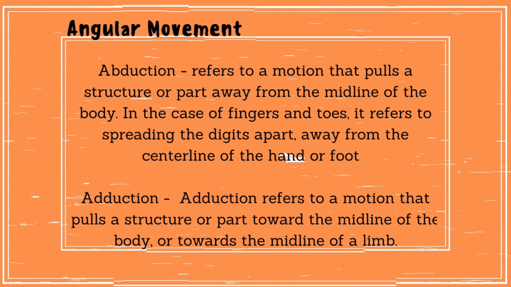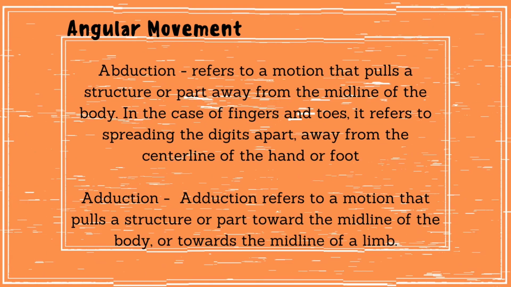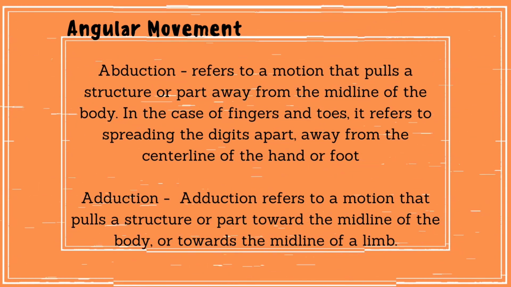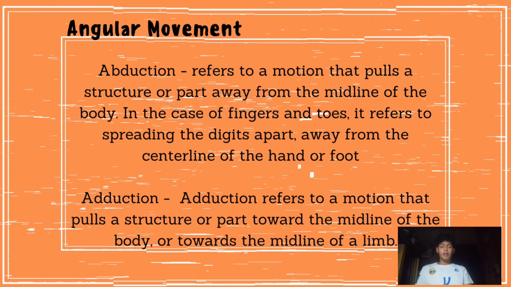Next is abduction. It is the motion of the structure away from the midline, while adduction refers to the motion toward the center of the body. When my arms and hips are getting away from my body or midline, that's what we call abduction. And when my arms and hips are getting toward my midline or body, that's what we call adduction.